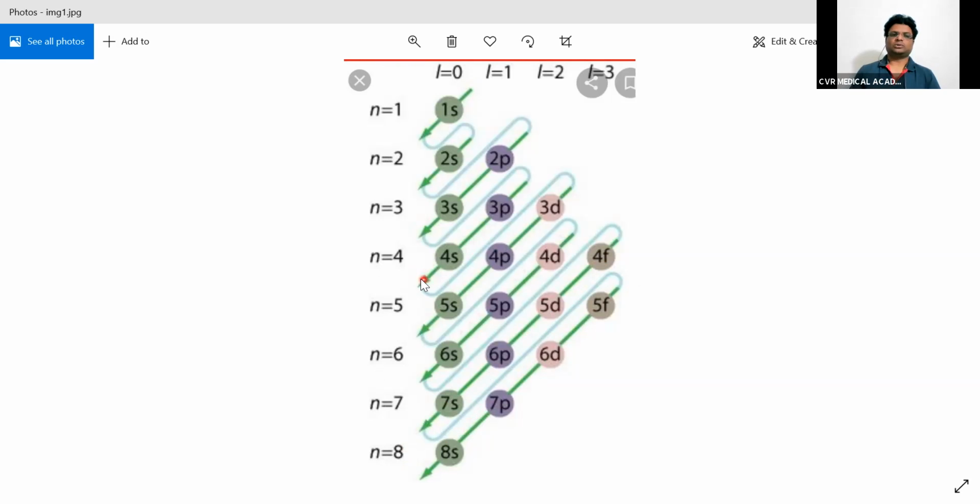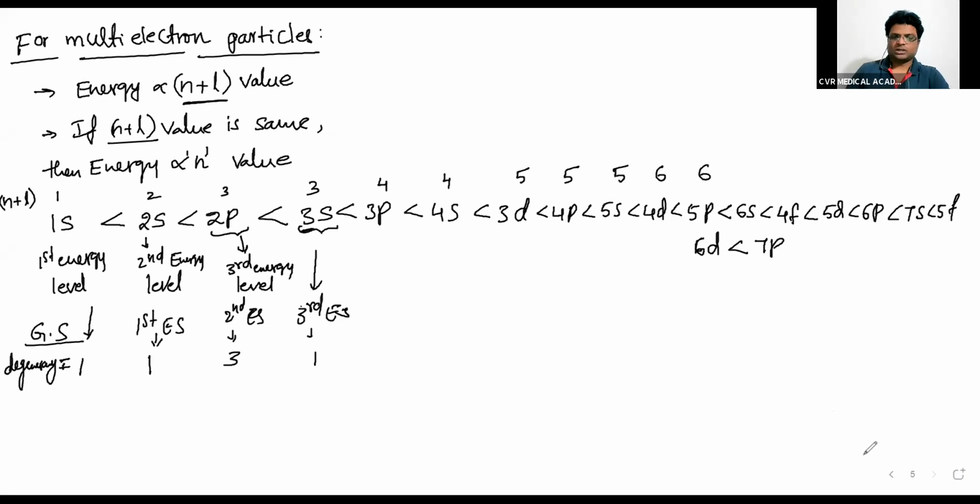Then how to write electronic configuration? That's important. We'll write electronic configuration by using certain rules. What are the rules? Aufbau principle, Hund's rule, and Pauli's exclusion principle. Should I explain all of them in detail? Let me just give you them in short. You must be aware of them.